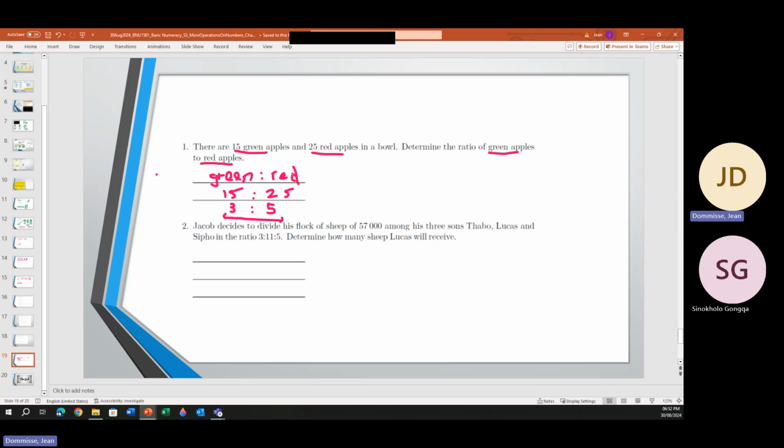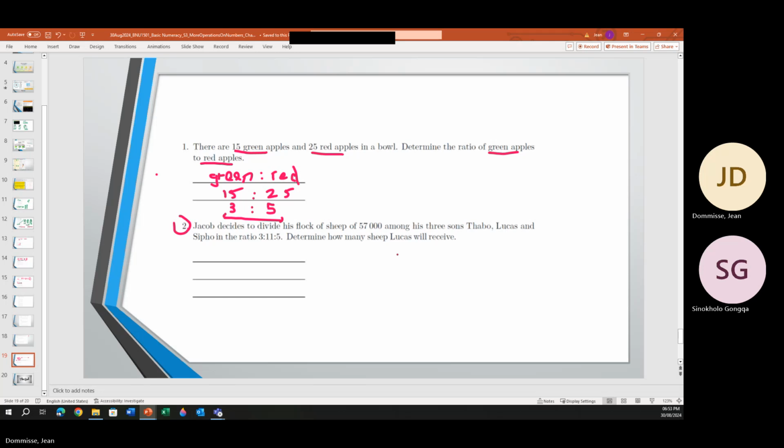Okay, so that's a simpler one, where they tell you you have a bowl with 15 green apples and 25 red apples. But what they could have also said is, you've got 40 apples, and that is split in the ratio 3 to 5. And then how many green have you and how many red have you? So that's nearly the second question.